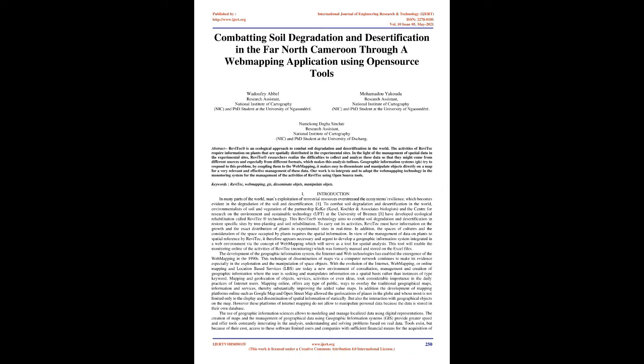The development of the geographic information system, the Internet, and web technologies has enabled the emergence of web mapping in the 1990s. This technique of dissemination of maps via a computer network continues to make its evidence, especially in the exploration and the manipulation of space objects.